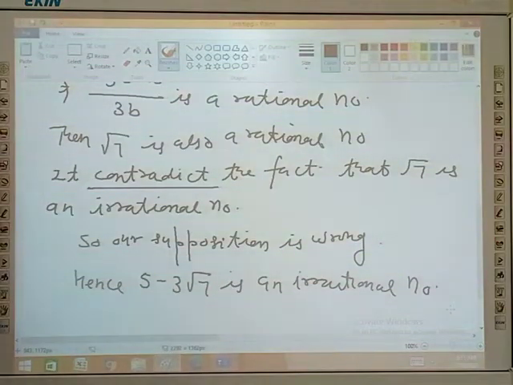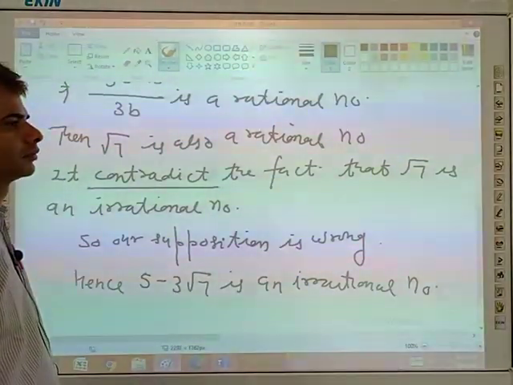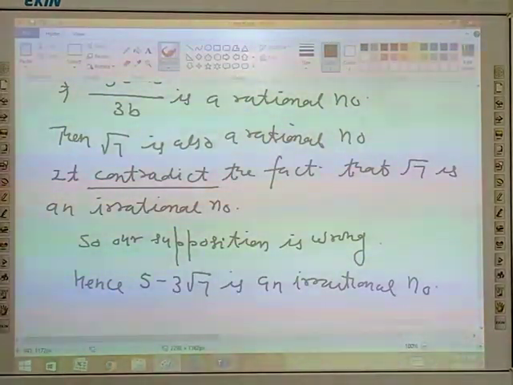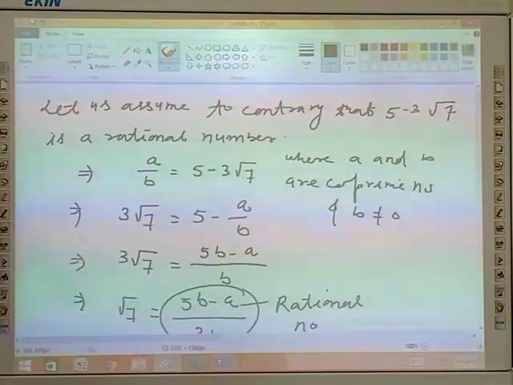Student, your voice is not clear. Repeat the sentence. How can we prove that root 7 is an irrational number? Okay, student, wait. Students, have you any problem, any queries in this question which is written on the whiteboard?